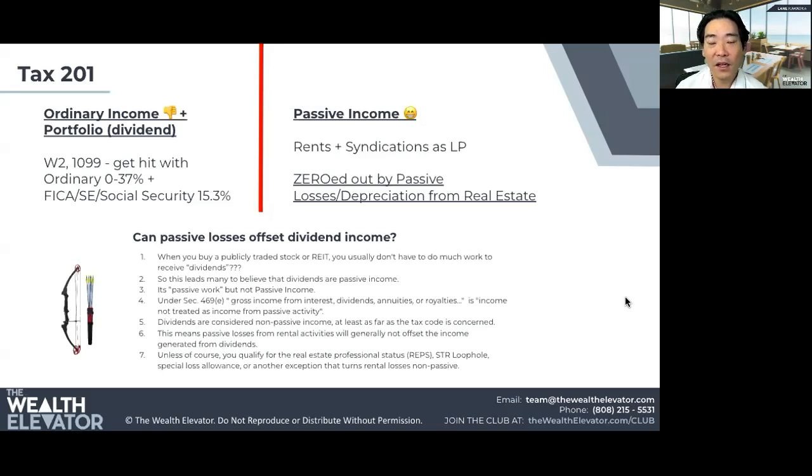A lot of this is just focusing on the big things that we do, which is real estate, and you get passive income from that. But under Section 469, gross income from interest, dividends, annuities, or royalties is income not treated as income from passive activity. So a little nuance to glean there. This means that passive losses from rental activities will generally not offset the income generated from your dividends. Long story short. But unless, of course, you qualify for real estate professional status.